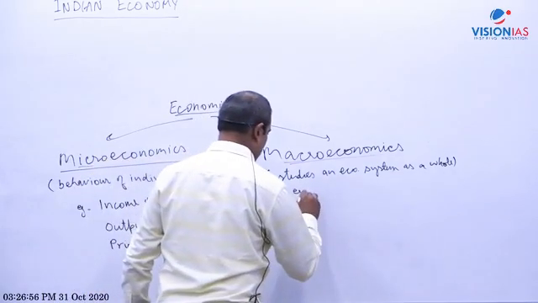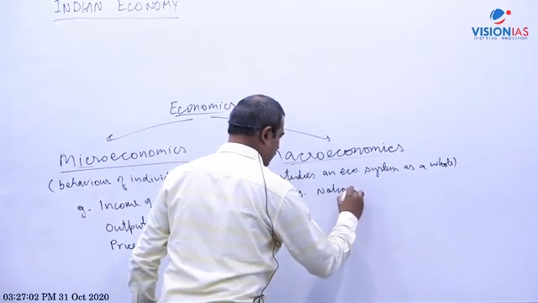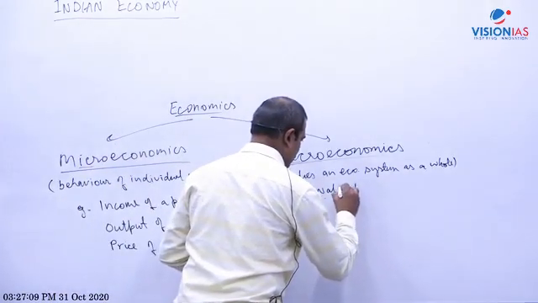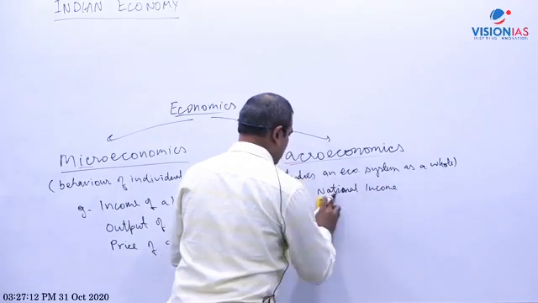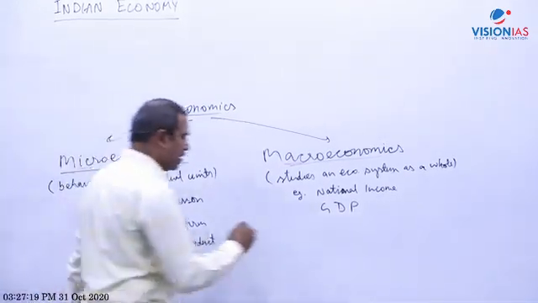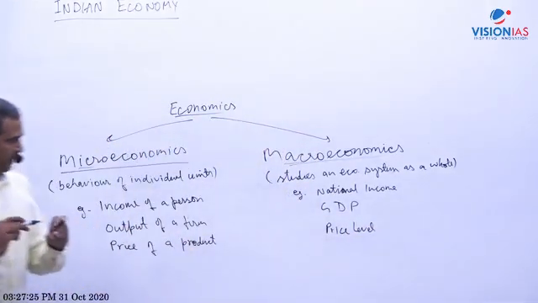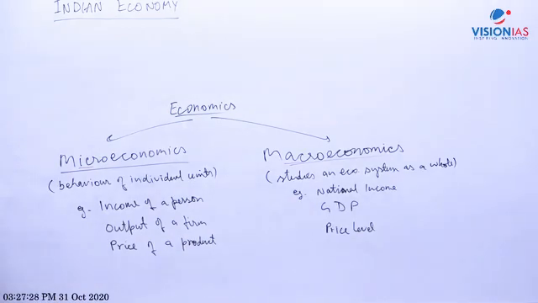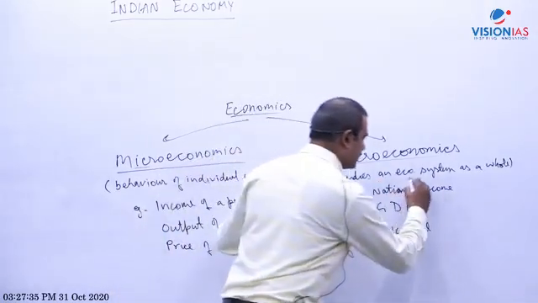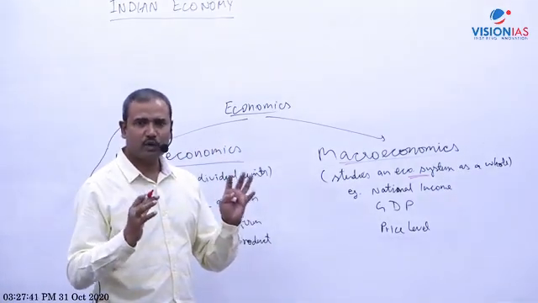Examples: national income, GDP, that is gross domestic product, price level, etc. So what I have dictated: it studies an economic system as a whole, the entire economy, taking into account the overall aggregates or averages of the economy.